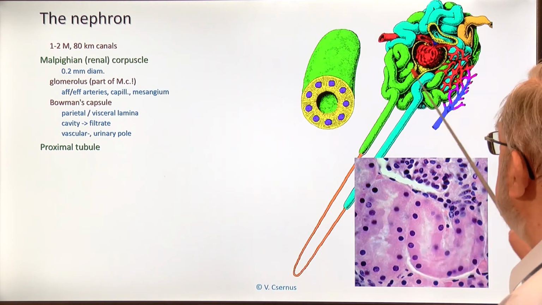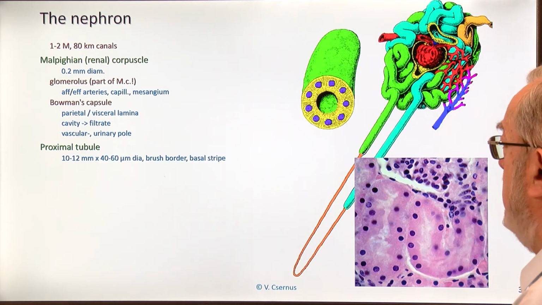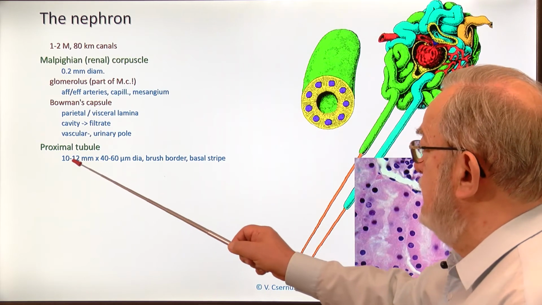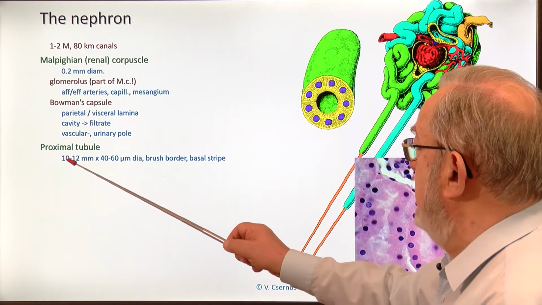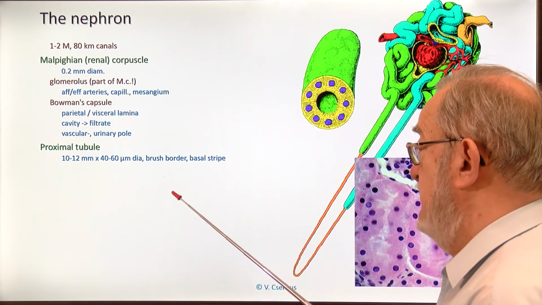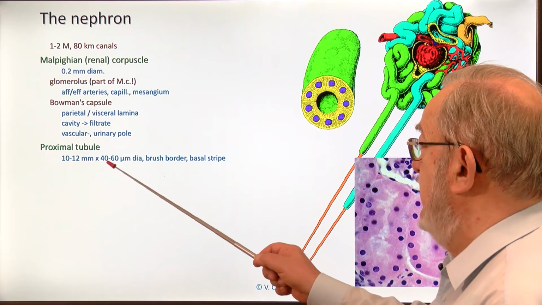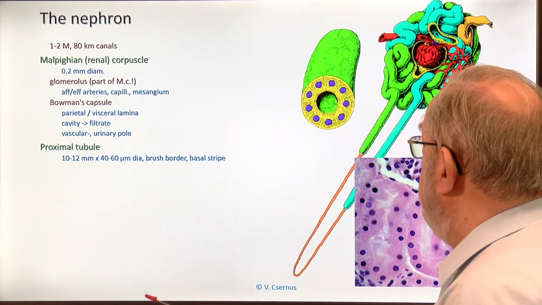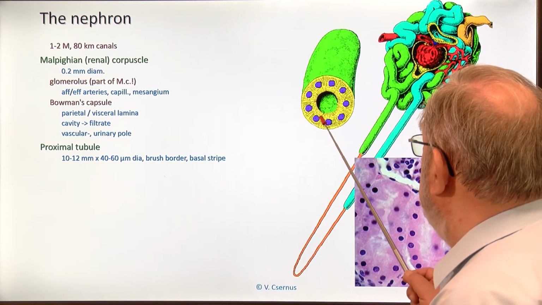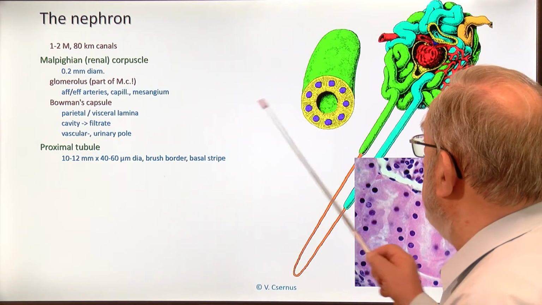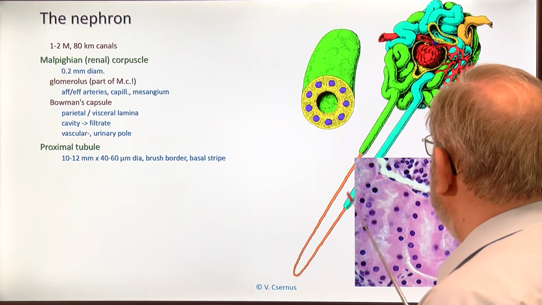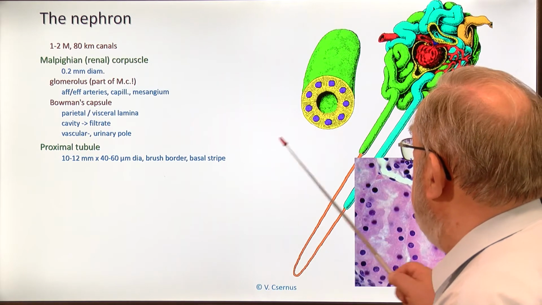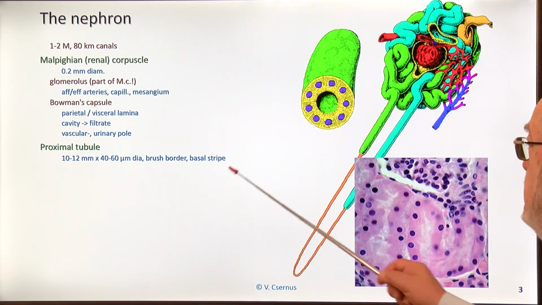proximal tubule, which is immediately connected to the Malpighian corpuscle. Proximal tubule of the nephron is about 10 to 12 millimeters long. At the level of histology it is quite long, and 40 to 60 micrometers in diameter. Typically, it has two features. They have a brush border. You will see later on in the ultramicroscopic slide what it looks like, and a basal stripe. So these two should be remembered.